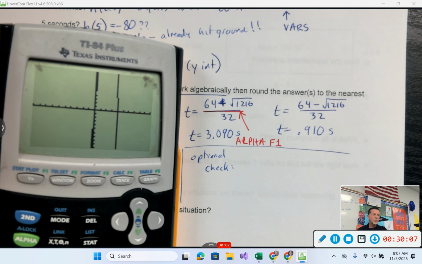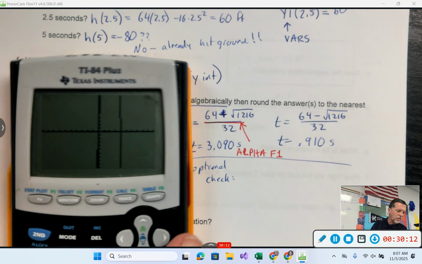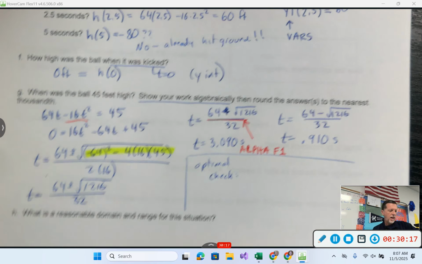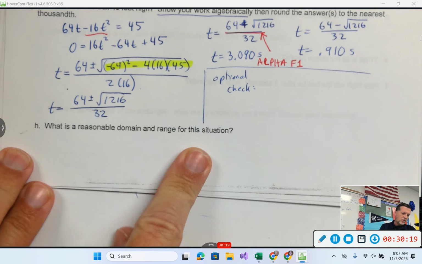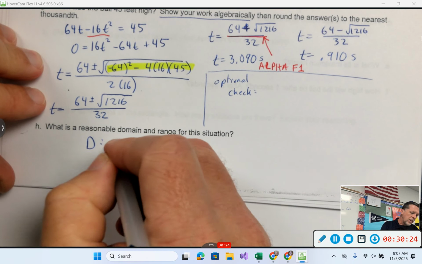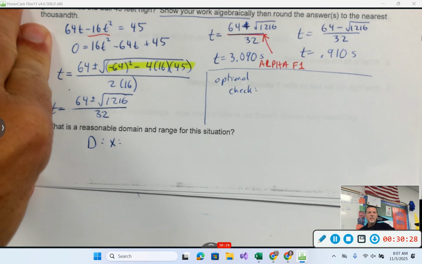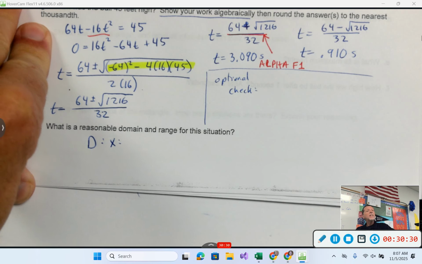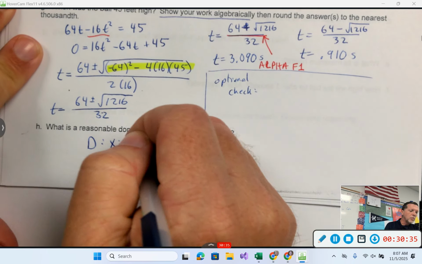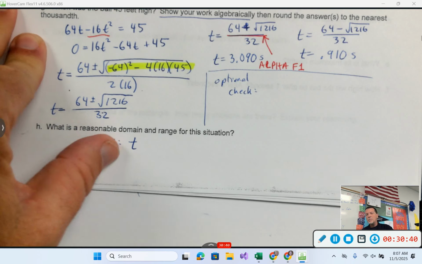Well, you know what? Before I can check, I'd like to have my calculator show me a better picture. So I need to change the window that I'm looking at. That kind of gets to part H. What is a reasonable domain and range? Well, domain is usually X, but what is the left-right variable? What is the independent variable for this problem? T. So be careful. Yes, domain is X, but a better way to say it is domain is the independent variable.